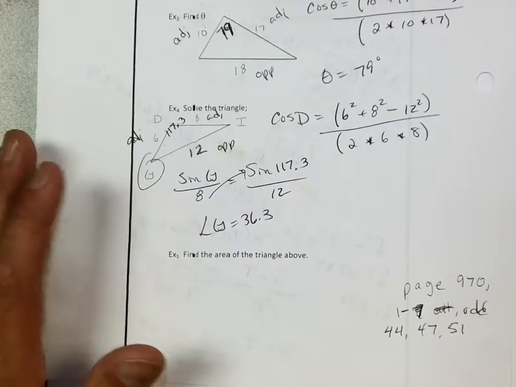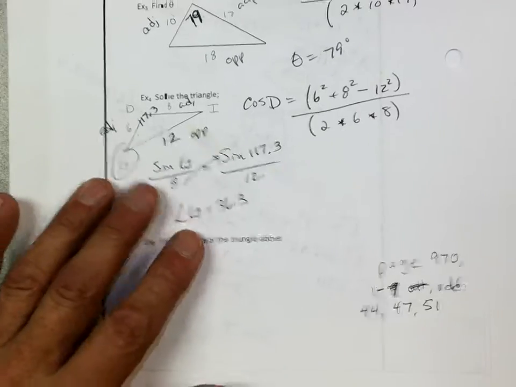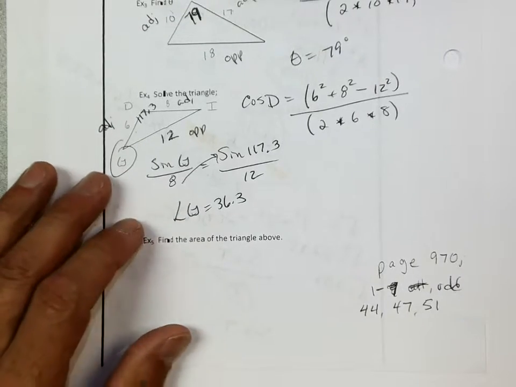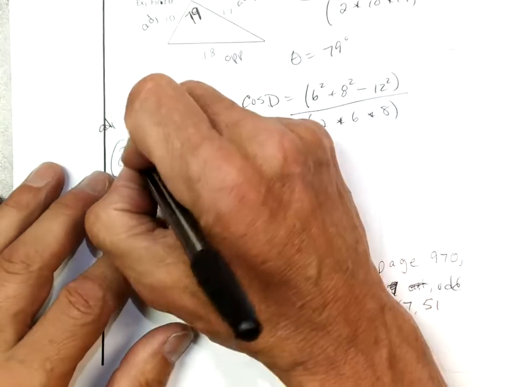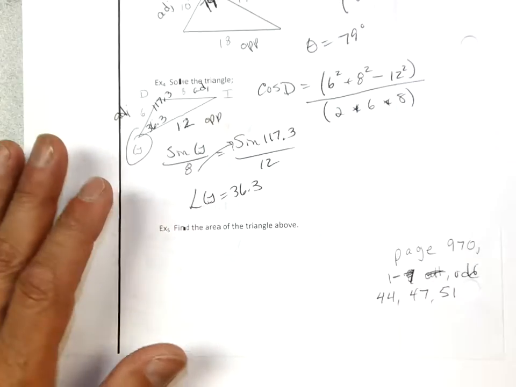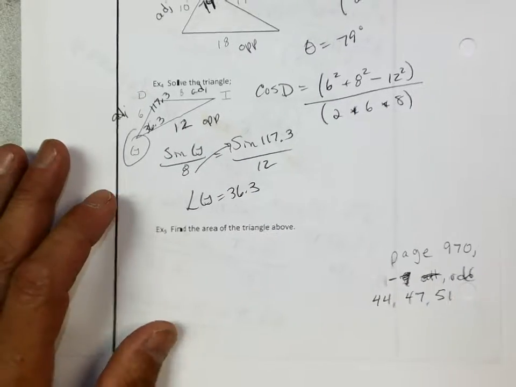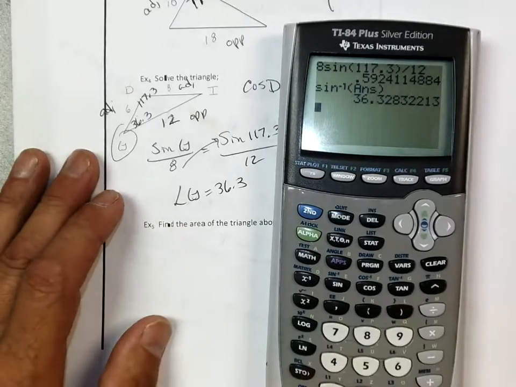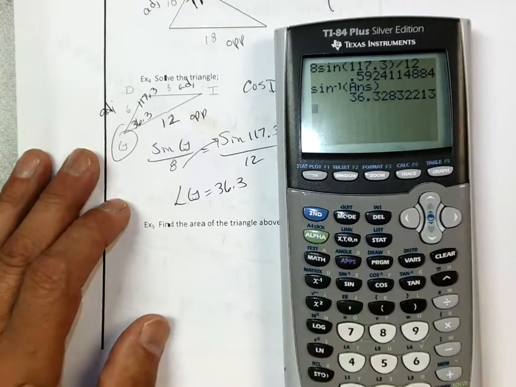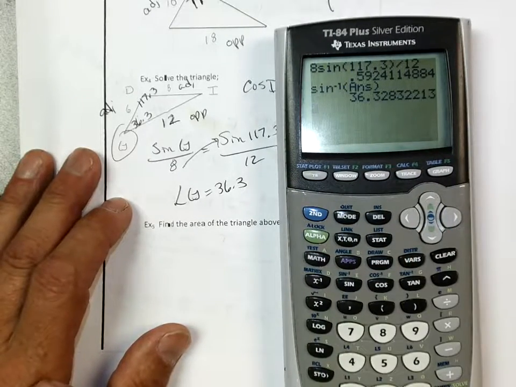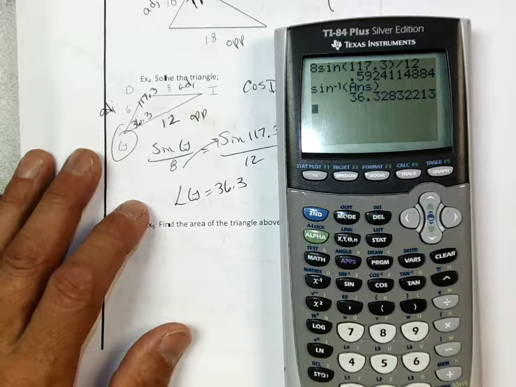Okay. And then, what am I going to do? I've got 36.3 here. Then what? Wait, did you do an inverse for that? I did. See it? It's right there. I did. Yeah. I have to, right? Yeah. Because I'm looking for the angle.